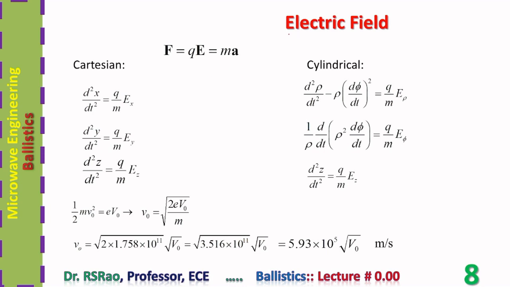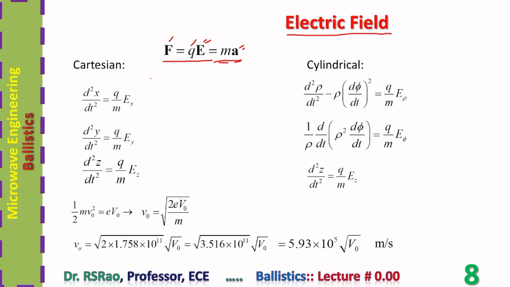First, we consider movement of a charged particle in an electric field. When a charged particle is in an electric field, the particle experiences a certain force. That force is called Coulomb force. Coulomb force is given by the formula F equal to QE. F stands for force, Q is the charge on the particle, E is the field intensity. When force is there on the particle, it gets acceleration, A. The product of mass and acceleration is equal to force. Therefore, F equal to QE equal to MA. From this relation, one can get the governing relations of particles in an electric field.